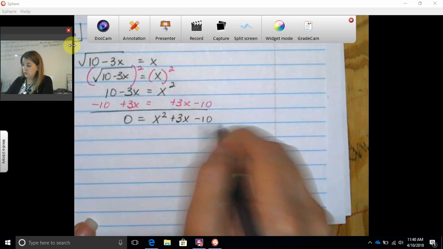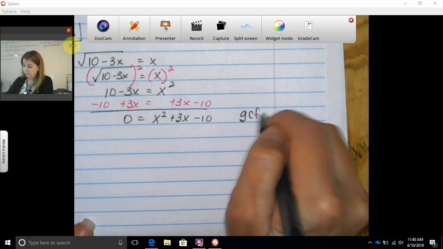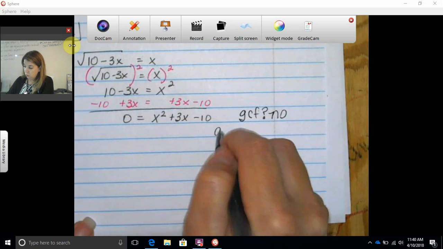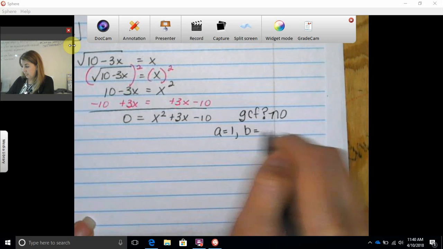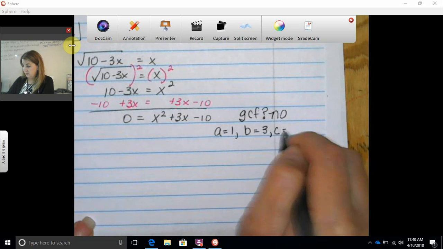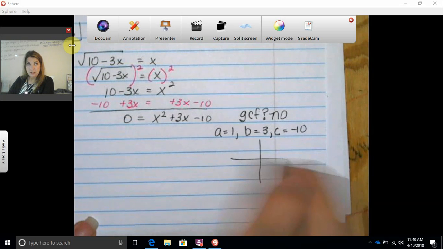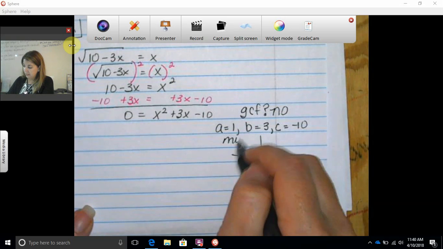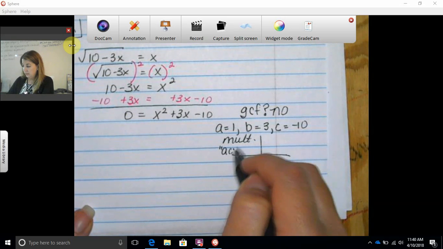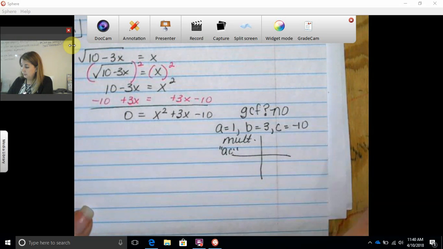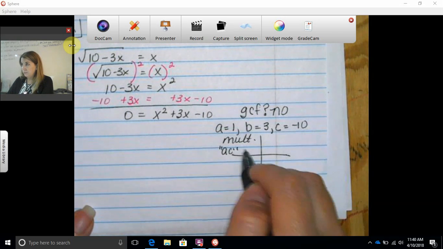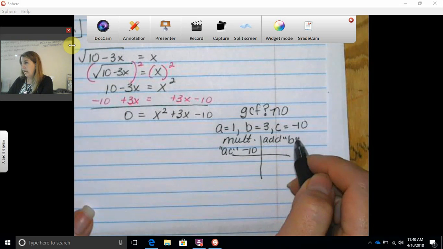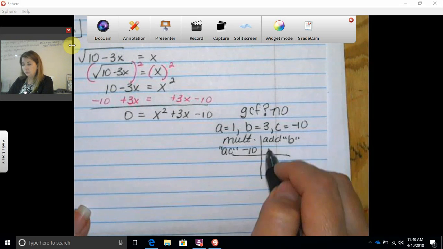So to factor, first of all, we look for a greatest common factor. Do we have one? No. Define A, B, and C. A is 1, B is 3, and C is negative 10. Make your little T-chart. You need two numbers that multiply together to get A times C, which is negative 10, and they need to add to get B, and B is positive 3.